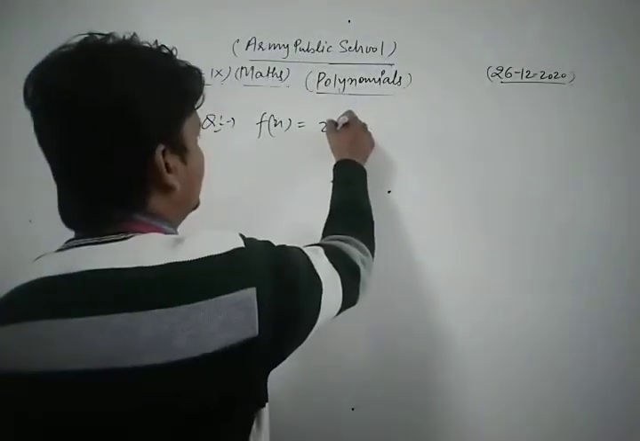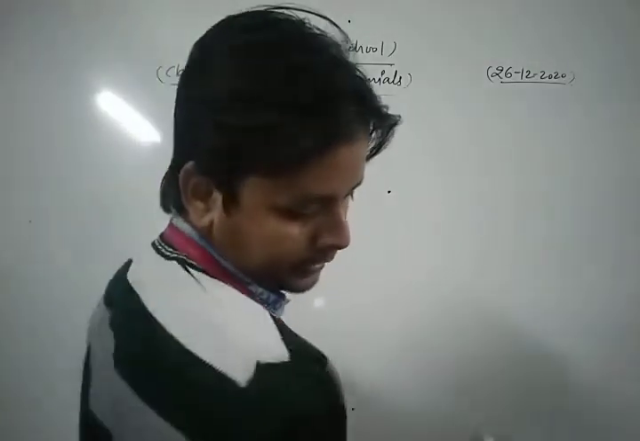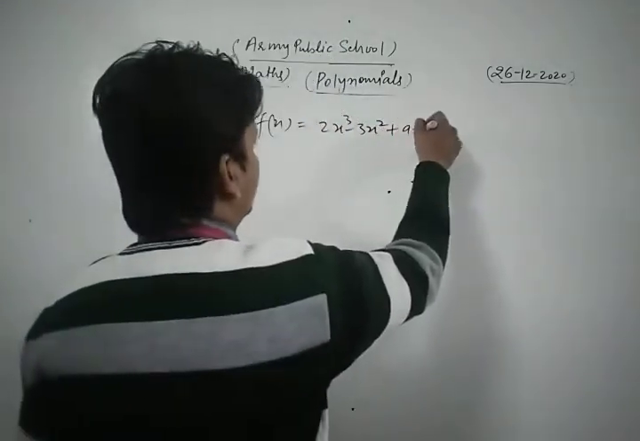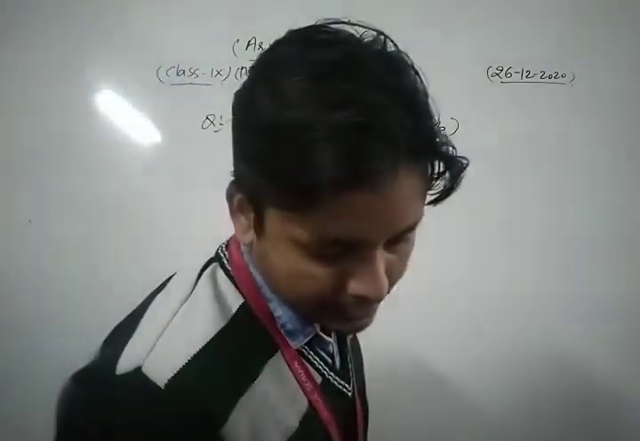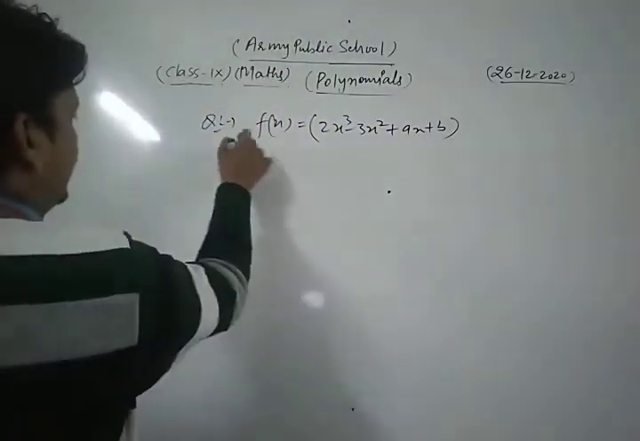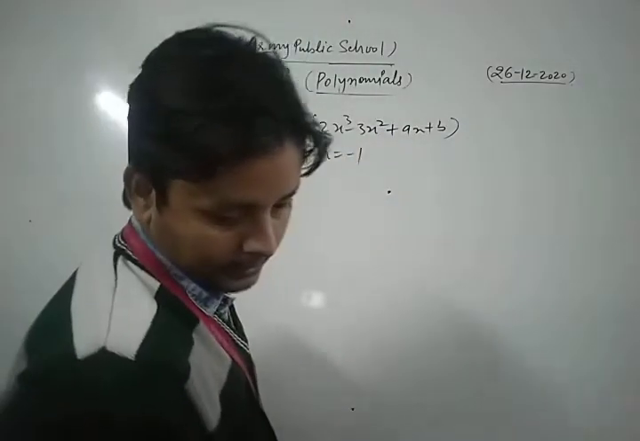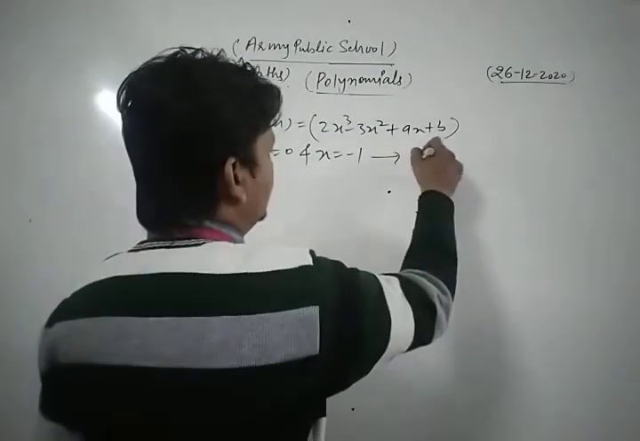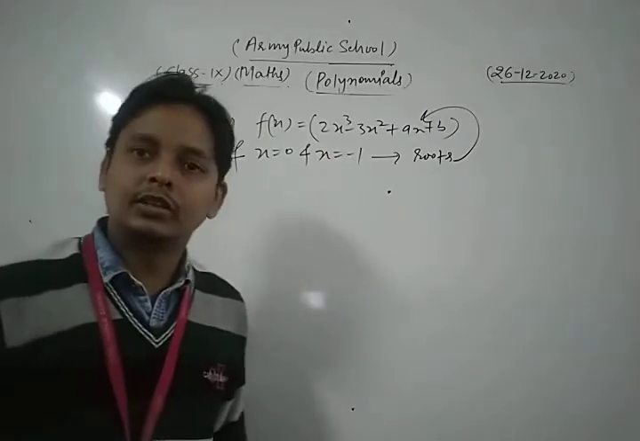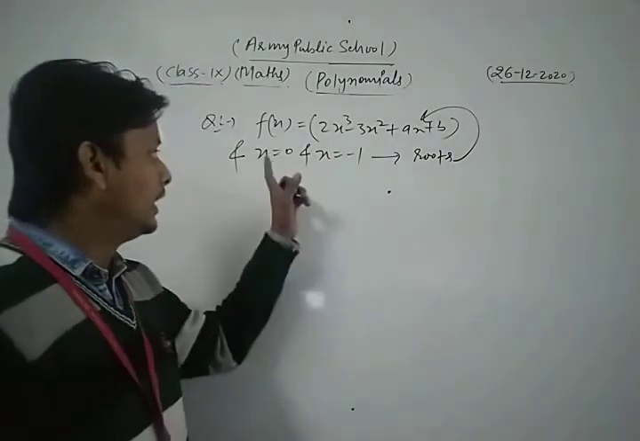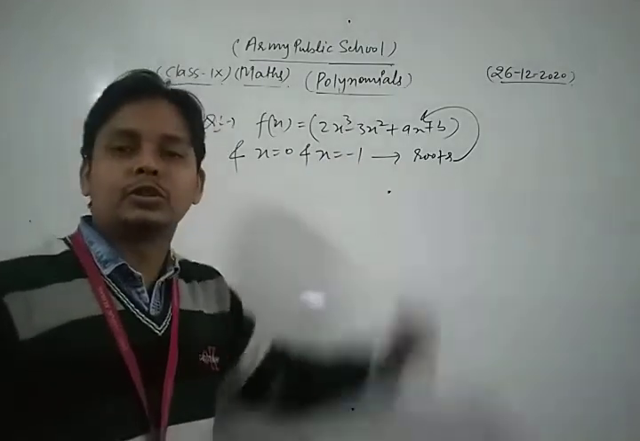3x square plus ax plus b. This is the given polynomial. Dear student, x is equal to 0 and x is equal to minus 1 are the roots of the given polynomial. It means that the value of the given polynomial at 0 and at the point minus 1 becomes equal to 0.